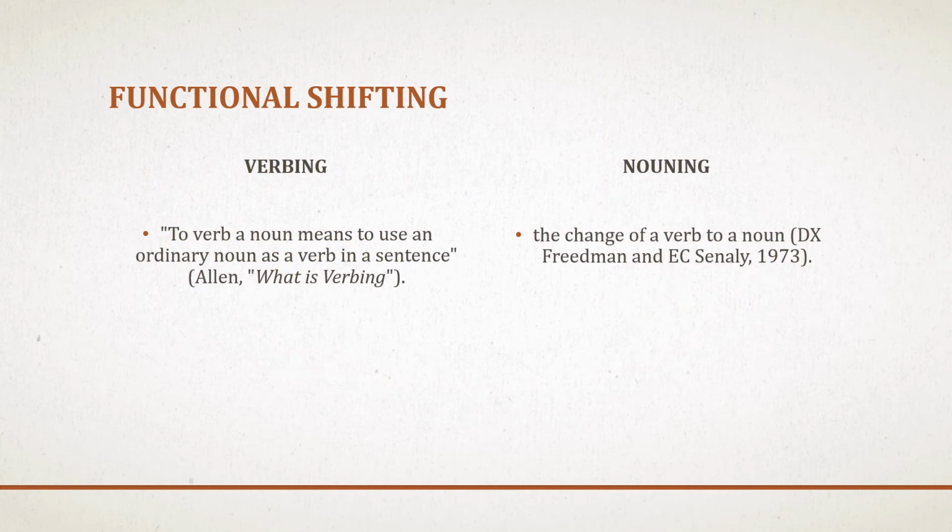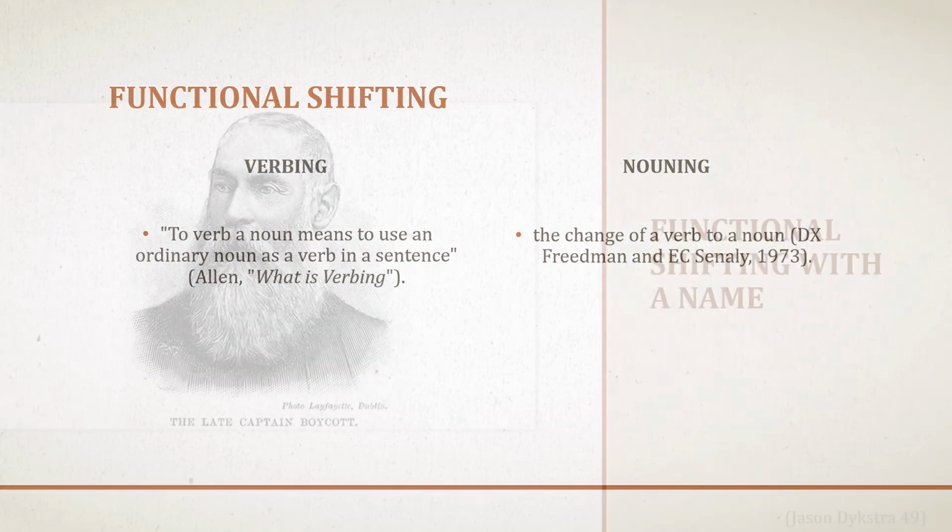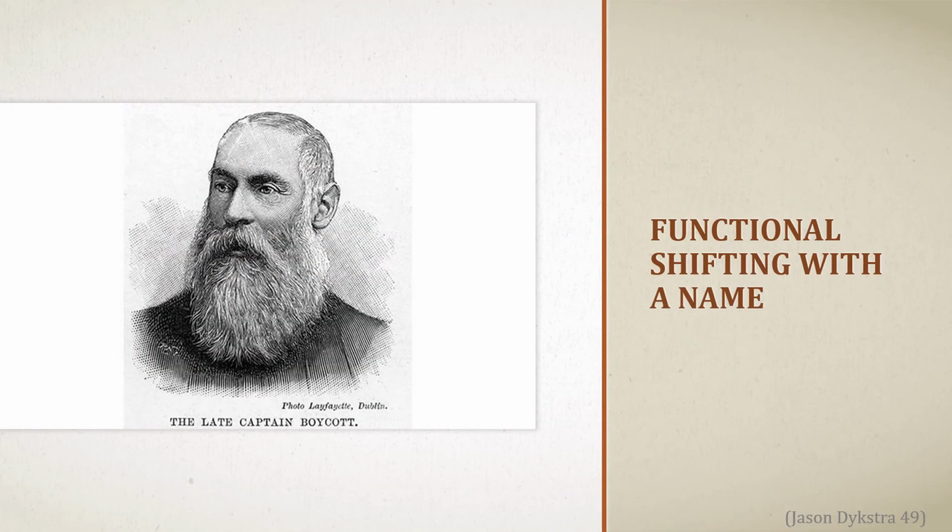Functional shifting is actually more commonly known as verbing or nouning. So verbing means to use an ordinary noun as a verb in a sentence, while nouning is the change of a verb into a noun. Another functional shift is the use of a proper name. This is where we're going to actually take a name and use it in a new way, as a noun or maybe a verb.